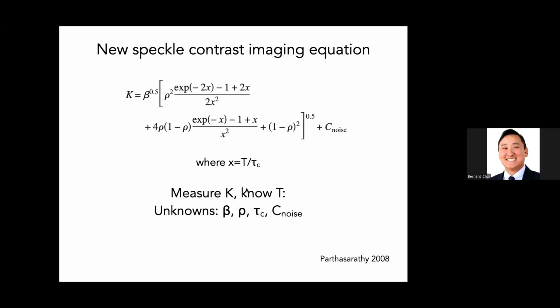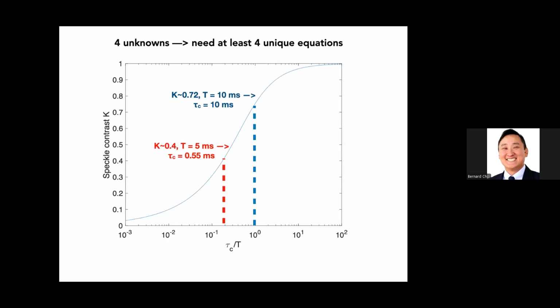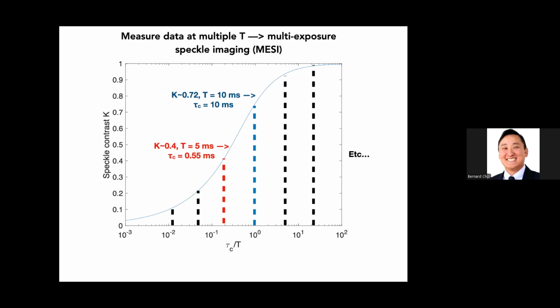Okay, but we're measuring this and we know this. So going back to this graph right here, with the 4 unknowns, you need at least 4 unique equations. So this is what's called multi-exposure speckle imaging. So Mitch, to your point, this is basically what we're talking about here. You just go at multiple exposures on your camera.